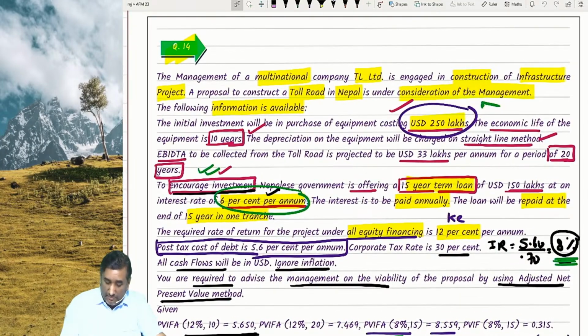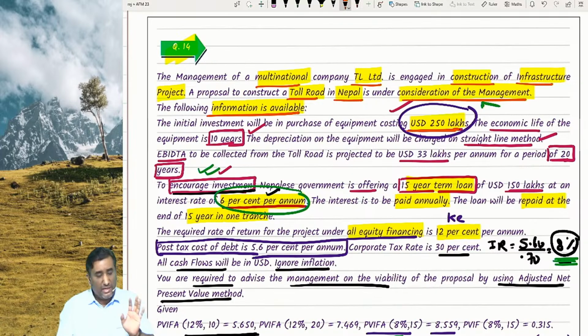The management of multinational company TL Limited is engaged in construction of an infrastructure project. A proposal to construct a toll road in Nepal is under consideration of the management. The following information is available. Initial investment will be purchase of equipment of 250 lakhs. Now he is saying initial investment of 250 lakh. It is immaterial whether it is debt, equity, or a combination of both. The economic life of the project is 10 years. Highlight: economic life of the project is 10 years.